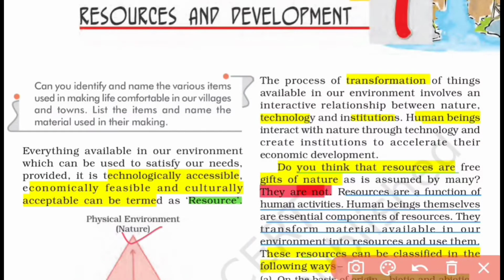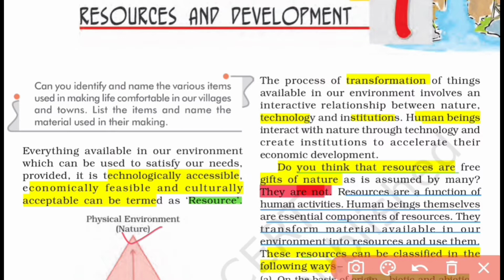First, we are going to learn the definition of resource. What is the definition of resource? Look at the definition of resource. Everything available in our environment which can be used to satisfy our needs, provided it is technologically accessible, economically feasible, and culturally acceptable, can be termed as resource.